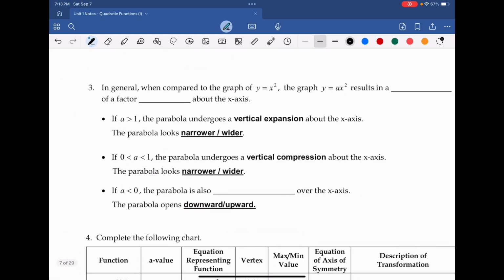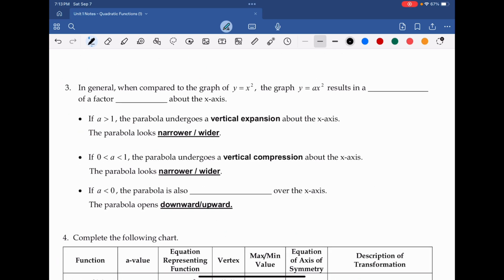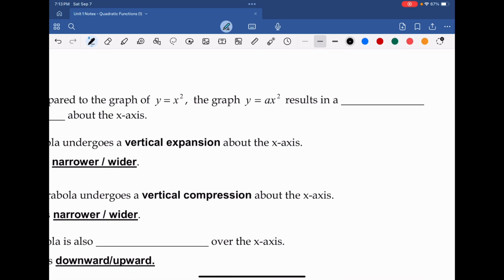All right, now continuing our general trend here, when we take the original function and we put an a out in front, this results in a vertical stretch. So we're going to make sure we write that in here: vertical stretch.